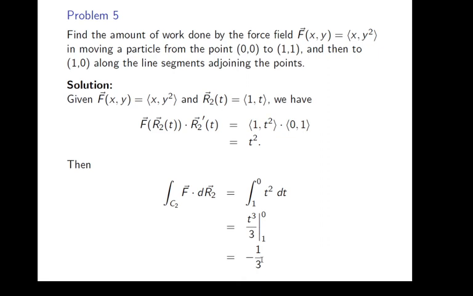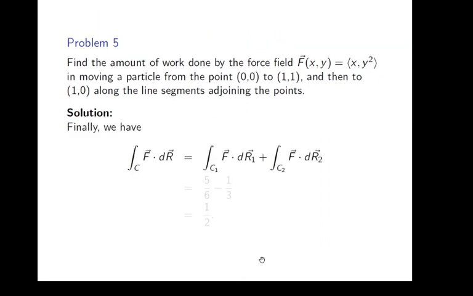So now all we need to do is to add the two line integrals. Recall that previously we computed the line integral of F over C1, and that is 5 over 6, and the line integral of F over C2 is negative 1/3. And so performing this difference, we get 1/2. And so the work done by our force field F in moving a particle along this curve is given by 1/2.